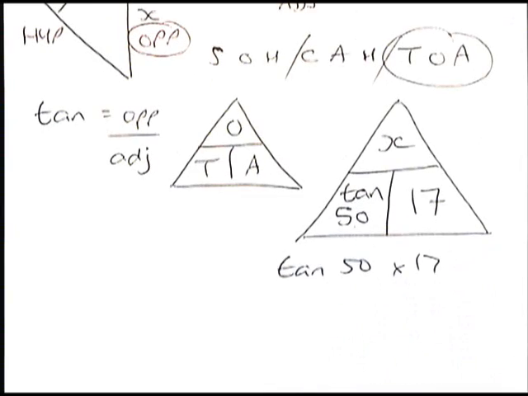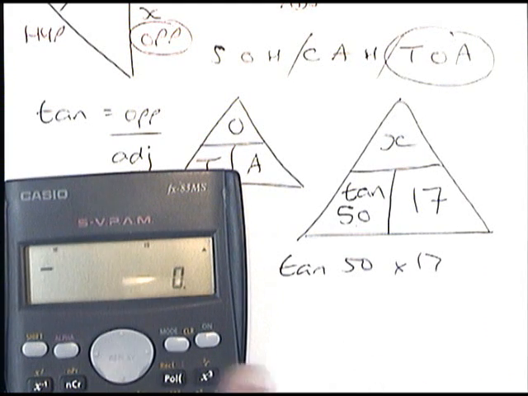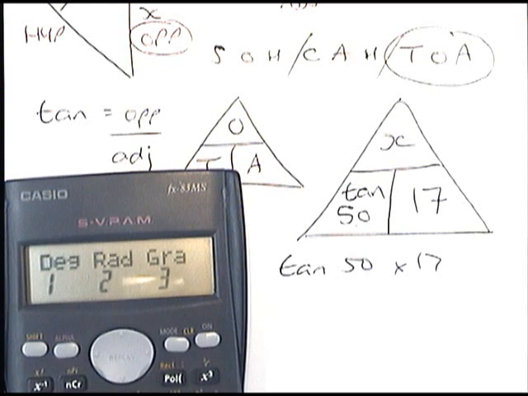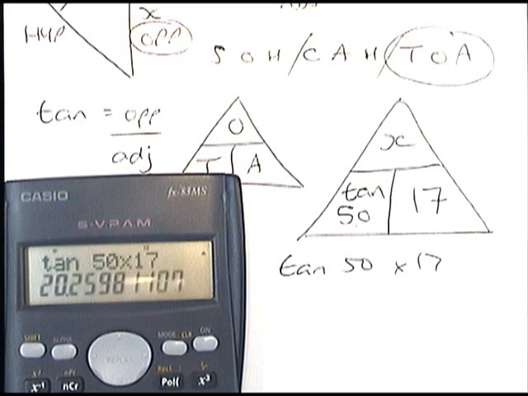So on your scientific calculator, make sure it's got a D up here. If it's got something different, you'll get it wrong. And if you want to change it, you can go into mode, and when you see deg there, that's what you want, just press 1 and then it'll be okay. So here, I'm typing in tan of 50 times by 17. Calculator showing me 20.2598.